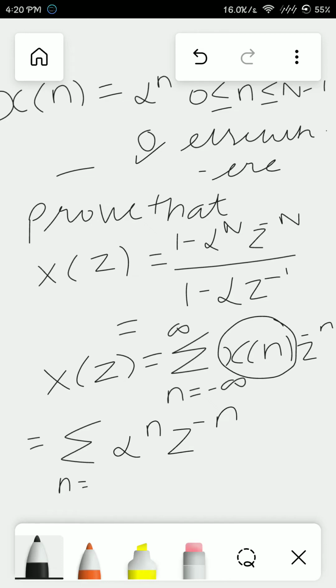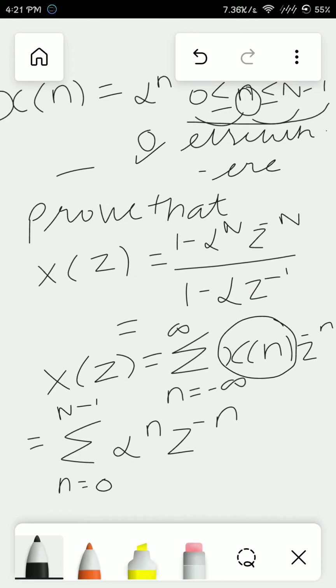And what is my summation now? For my summation, you can see that it is given that 0 is less than or equal to n, less than or equal to N minus 1, isn't it? That means the summation starts from 0 to N minus 1, that is n is equal to 0 to N minus 1. So n lies between 0 and N minus 1, therefore I can write n ranging from 0 to N minus 1, right?